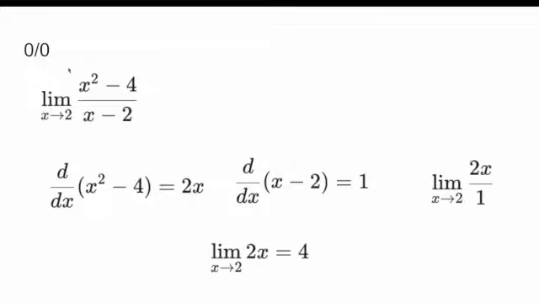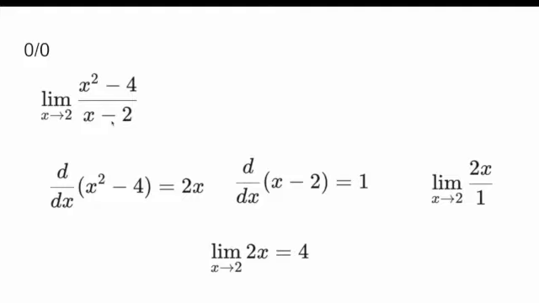And then the third is a 0 by 0 limit. This is called an indeterminate, and it's very, very common in exams. So, for example, this one right over here gives you 0 by 0, because if you do 2 squared minus 4, that gives you 0, because that's 4 minus 4, and 2 minus 2 is 0.